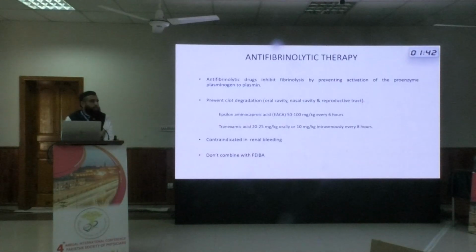Antifibrinolytic therapy inhibits fibrinolysis by preventing activation of the proenzyme plasminogen to plasmin. It prevents clot degradation, especially in fibrinolytic rich areas like the oral cavity, nasal cavity, and reproductive tract. We usually use tranexamic acid 20 to 25 milligram per kg orally or 10 milligram per kg IV every 8 hours. They are contraindicated in case of hematuria due to renal clot formation, and don't combine with factor 8 inhibitor bypass agents because there is a risk of thrombosis, especially with PCC, prothrombin complex concentrate.